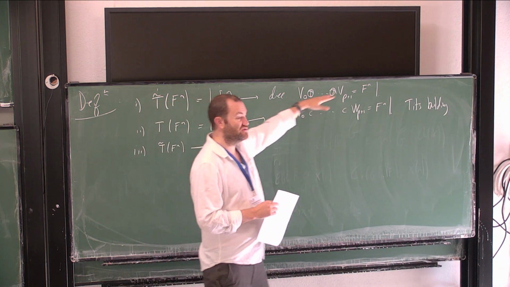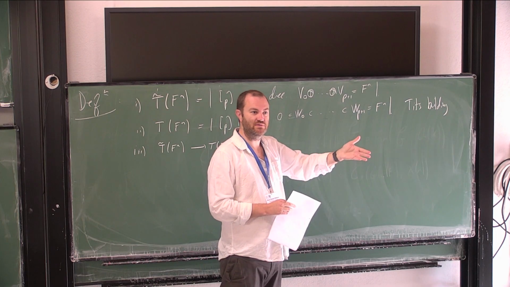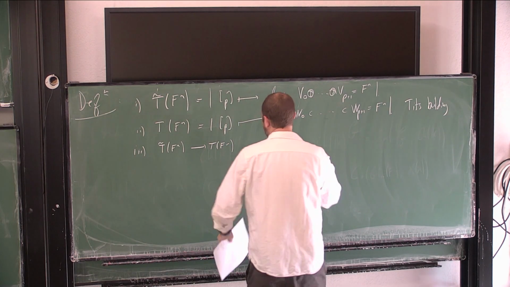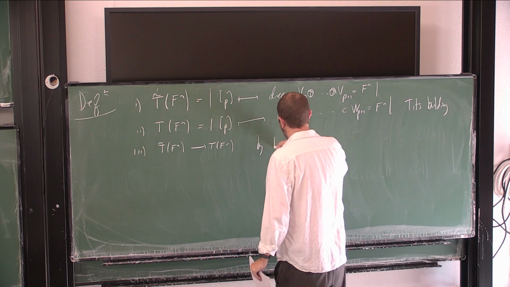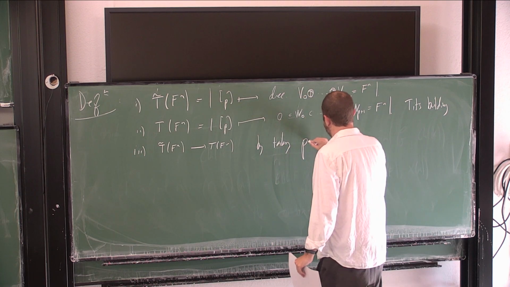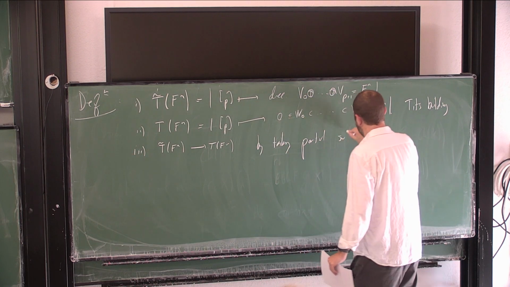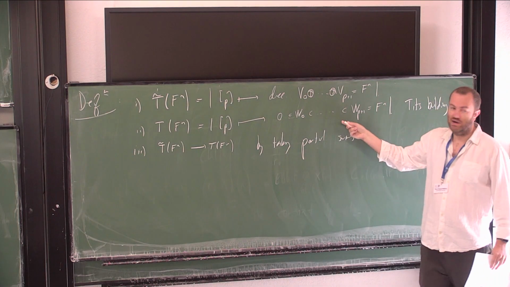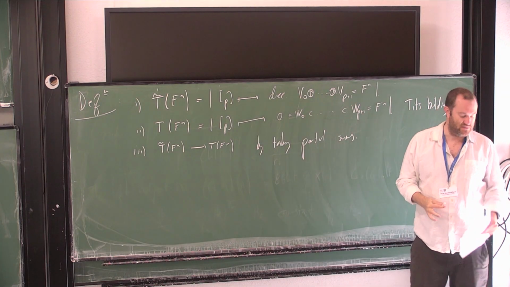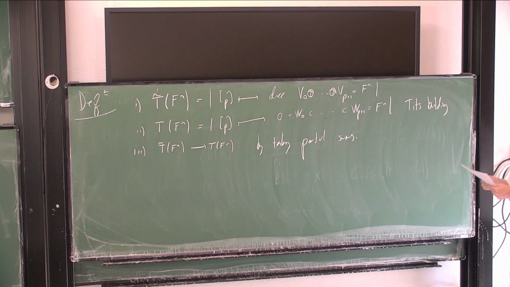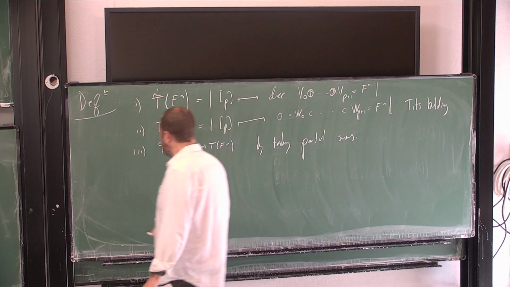If I have a decomposition, then I get a flag just by taking the partial sums of the decomposition, i.e. setting Wi to be the sum of the first i v's, or the first i plus 1 v's.